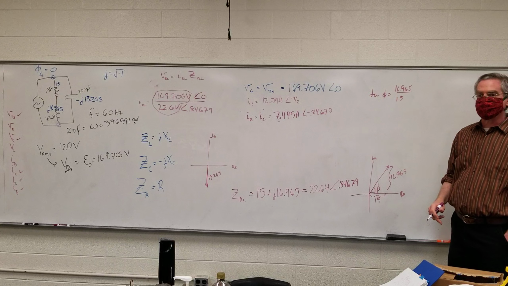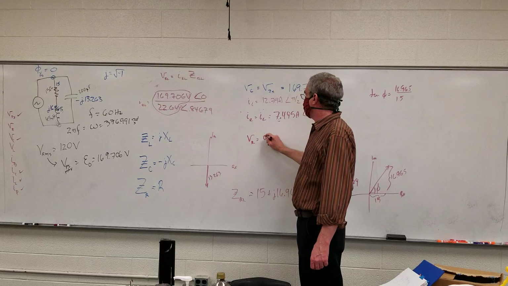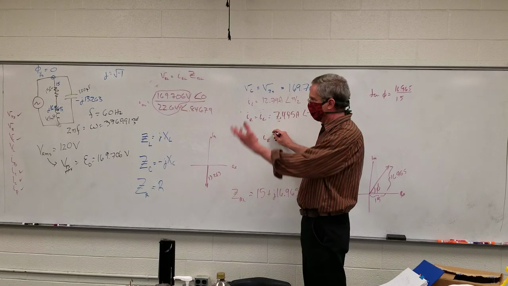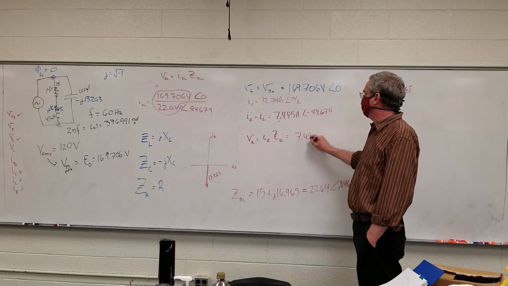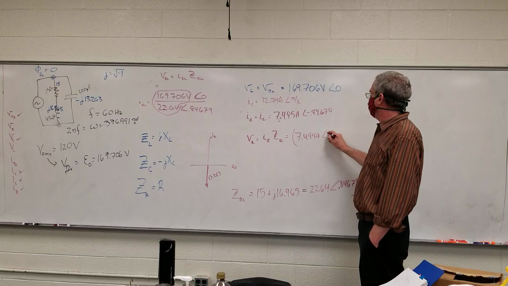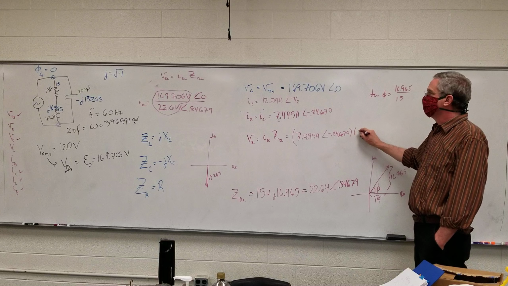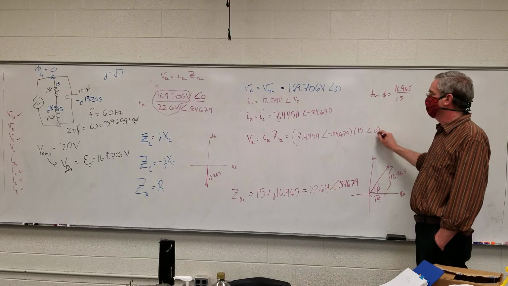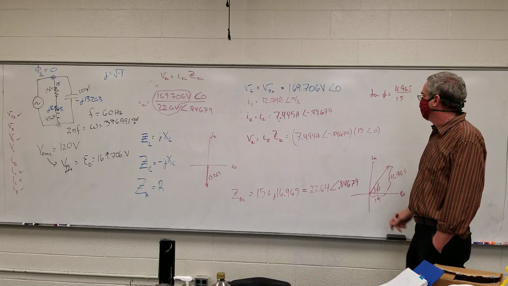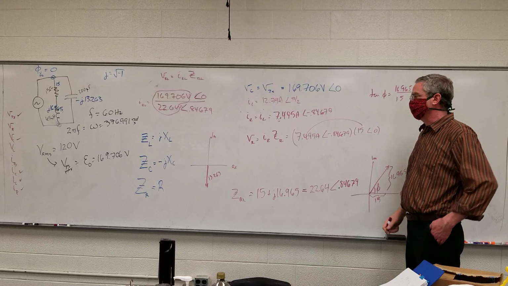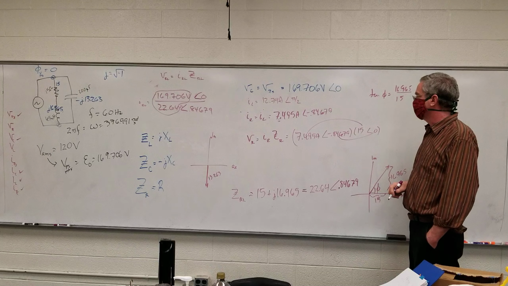The voltage across the resistor is just the current across the resistor times the impedance across the resistor, which is just the resistance. So that's 7.495 amperes at an angle of negative 0.84679 times 15 at an angle of 0. The resistance is just all real. So we multiply these two together in order to get the magnitude of the voltage, and then just add your angles.